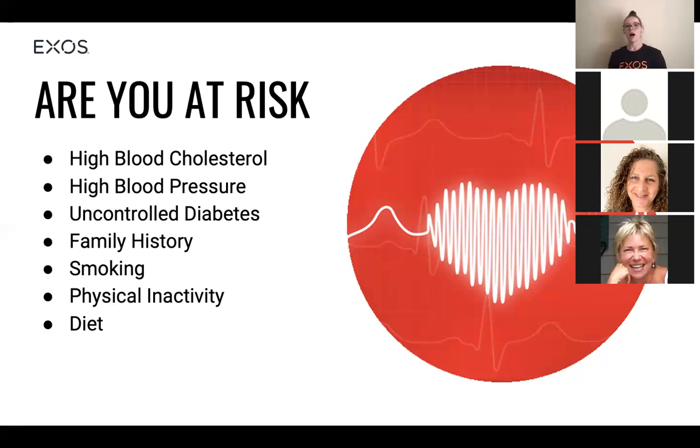Next thing here, uncontrolled diabetes. It's a lot easier nowadays to go to your doctor and get control of your diabetes with your insulin and everything. So if you do have diabetes, make sure everything is under control, in check, and you're checking in with your doctor. Family history: if you have a family history of heart disease, high blood pressure, high cholesterol, high stress, things like that, that's going to definitely determine your risk factor.